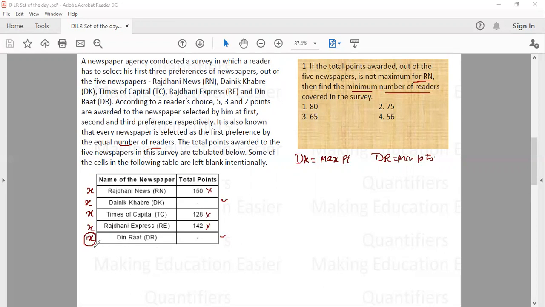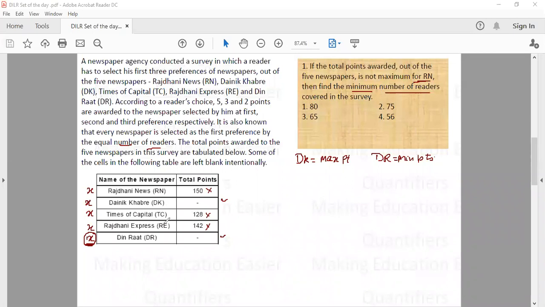That means the same people who have given it the first preference cannot give it the second preference. That means there will be some other Y people who will give this paper the second preference. There might be some other Z people who will give it the third preference. In that case, the number of readers will increase. So in order to minimize the number of readers, I am assuming that Din Raat got only the first preference. It did not get second or third preference, right?